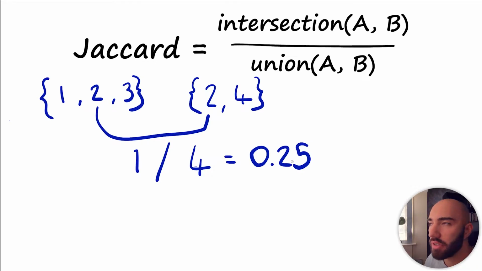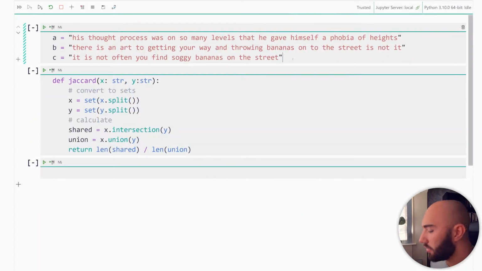Now, what does that look like in Python? Let's have a look. This is our implementation in Python. It's pretty simple. We take our two sentences, X and Y, we convert them into sets, and then we calculate the intersection and union between them. Python has built-in methods for both of those operations for sets, which is pretty useful.